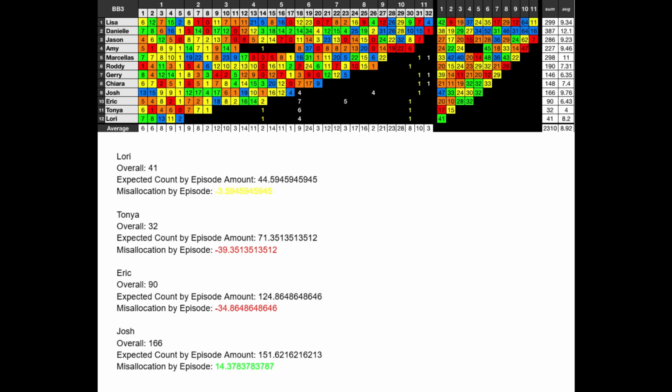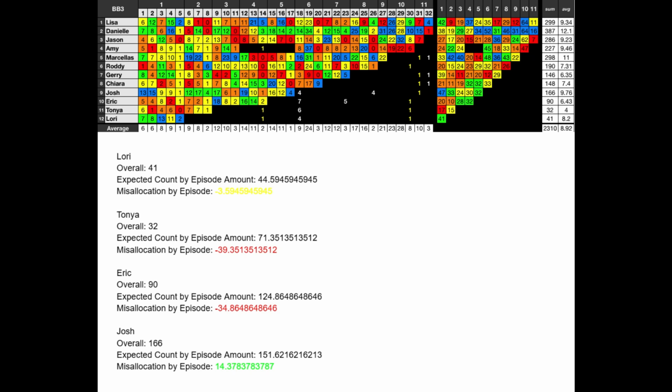Lori has an overall diary room count of 41, and the expected diary room count pertaining to the amount of episodes she lasted is 44.59. This means that her misallocation by episode is negative 3.59. So overall, she has 4 confessionals less than she should have if this was a balanced edit. But her misallocation is very small, so in general, I feel like she got the amount that she should have gotten, give or take.